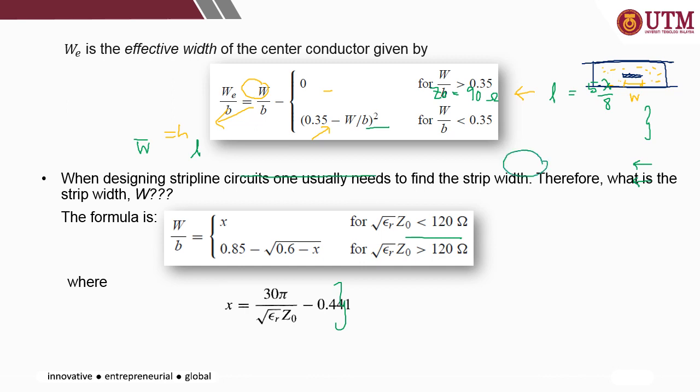So when designing a strip line circuit, the width is one of the important parameters that you need to look at. We can estimate W over B, the ratio of the width to the height or the thickness of the structure, by using this, in which it depends on the characteristic impedance and epsilon r, the relative permittivity of the structure. Alright, so if it is less than 120, the ratio of the width to the thickness equals x, in which you can calculate x with this equation.